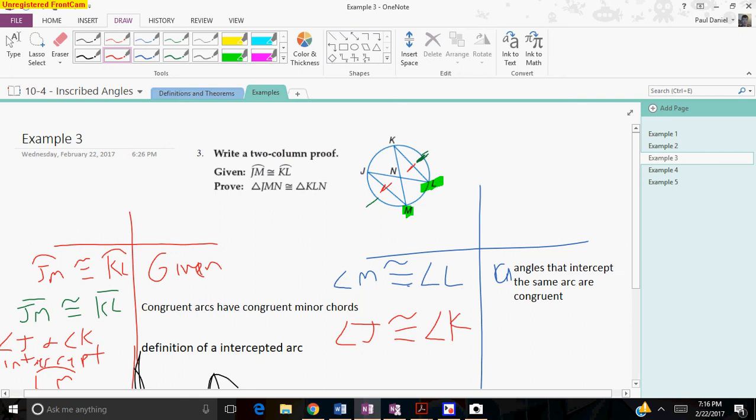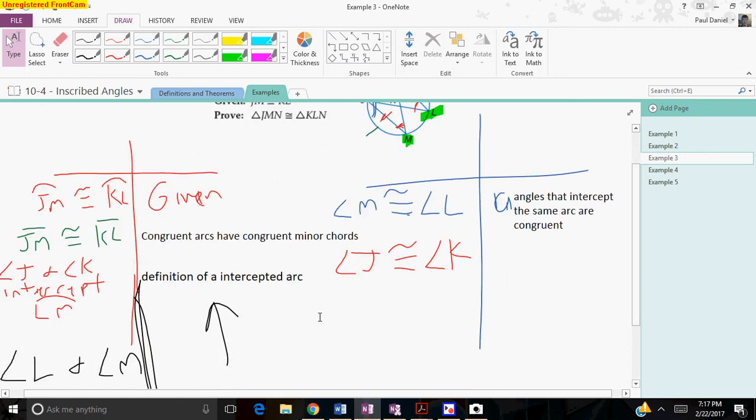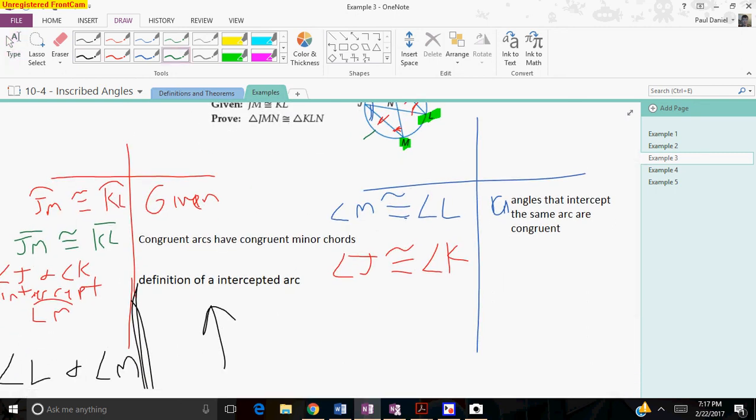Okay, same reason. So now what I've got here is that these two are congruent and these two are congruent, which basically gives me now angle side angle congruency. Okay, so that now I can say, and I'm going to scroll down just a little bit, that triangle JMN is congruent to triangle KLN by angle side angle congruency.